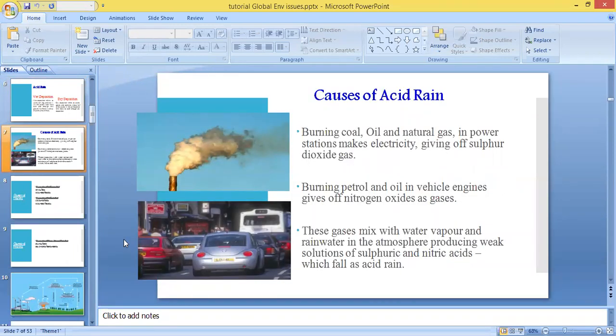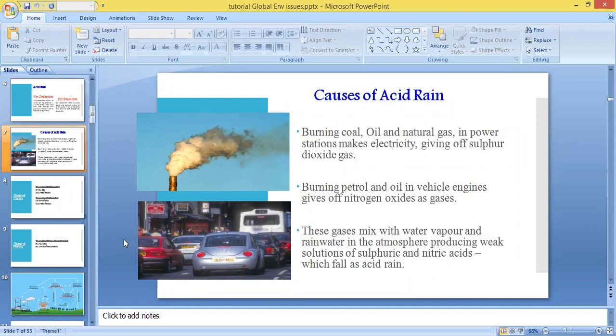Now, what are the different causes of acid rain? Since it is causing a lot of problems, if we can curb or control it at the start, what should we do? Okay, so what are the causes? Burning coal, oil, and natural gas in power stations makes electricity, giving off sulfur dioxide gas.